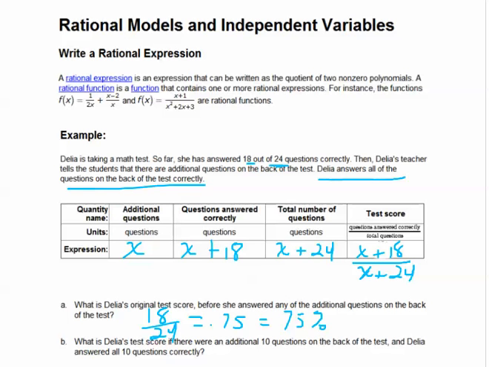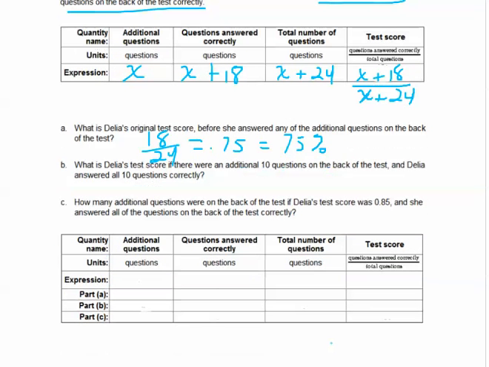Okay, then they're asking us, what is Delia's score if she answered all the questions on the back? Excuse me, what is Delia's test score if there were an additional 10 questions on the back of the test? So that would mean x is equal to 10. So that means that she answers x plus 18, or 10 plus 18 correctly, so 28. And the total number of questions would be 34, the 10 plus 24. So that means now that she's answered 28 out of 34 correctly.